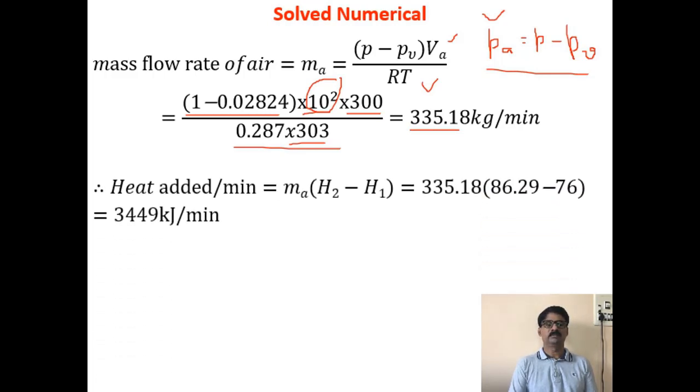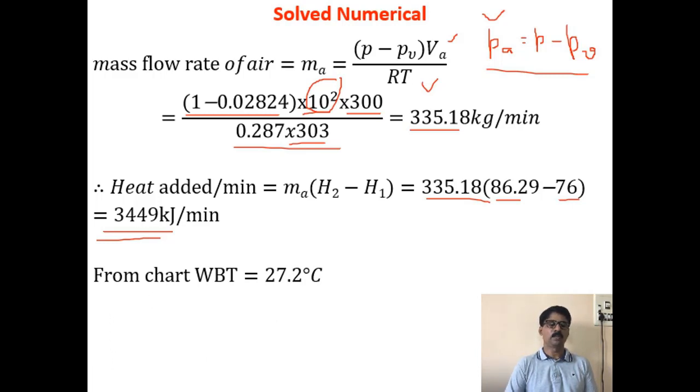Heat added per minute is equal to the mass flow rate of air into the enthalpy difference. The mass flow rate of air is 335.18 kg per minute, times final enthalpy minus initial enthalpy. So heat added per minute is 3449 kilojoules per minute. From the chart, now you have to make use of the chart. You can locate point 2 and find the wet bulb temperature as 27.2 degrees Celsius. How to make use of the chart? I have uploaded a separate video, lecture number 10. You can go through that video to know how to read values from the psychrometric chart.